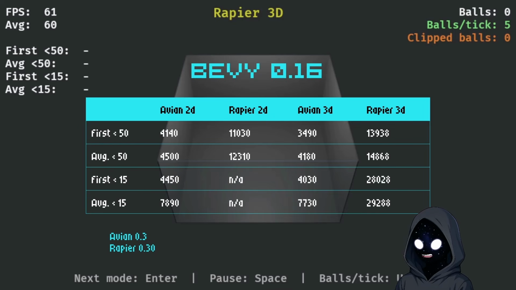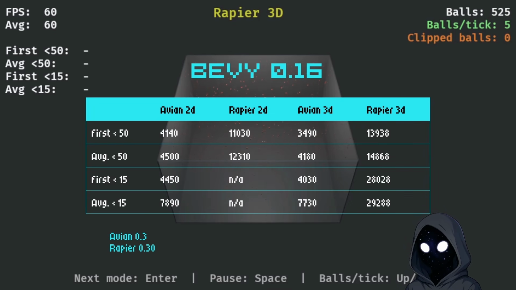So let's switch over to the 3D version of Rapier and just show it in the background a little bit. But yeah, as I told you already, it performs extremely well. This was run on Avian 0.3 and Rapier 0.30.